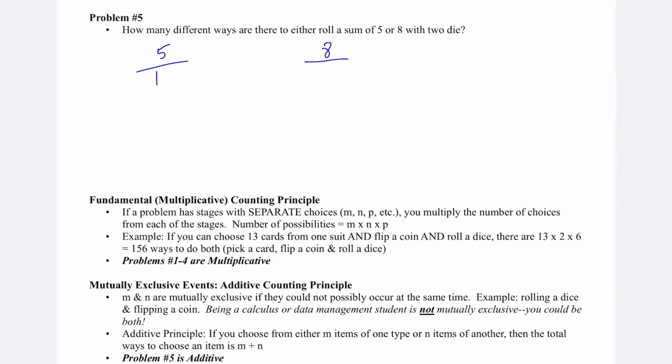Okay, the answers are, for 5: 1 and 4, 2 and 3, 3 and 2, 4 and 1. And for 8, it's 1 and 7, 2 and 6, 3 and 5, 4 and 4, 5 and 3, 6 and 2, 7 and 1. In case you're wondering, yes, I made a mistake on purpose. A die does not have the number 7 on it, so you can't get a 1 and 7. That's ridiculous. Okay?